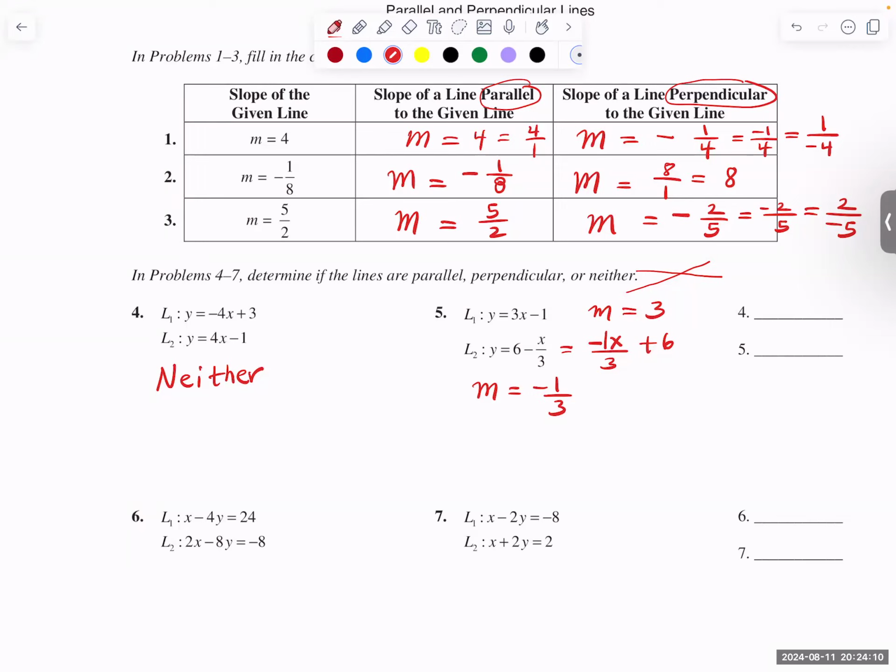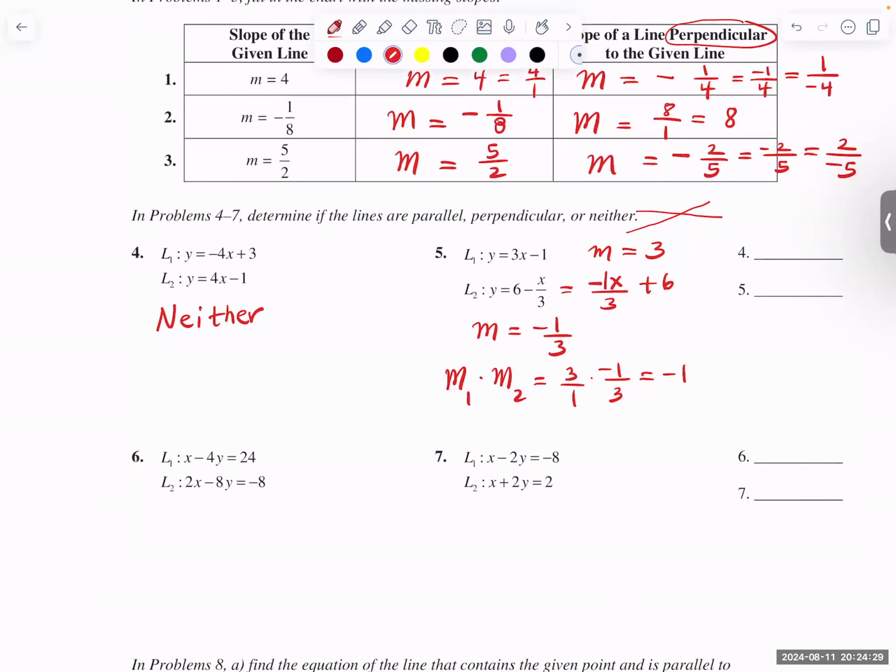Furthermore, if we multiplied their slopes, slope of line 1 times the slope of line 2, we'd have positive 3 times negative 1 divided by positive 3. That's a product of negative 1. So the lines are perpendicular. We can write line 1 is perpendicular to line 2.